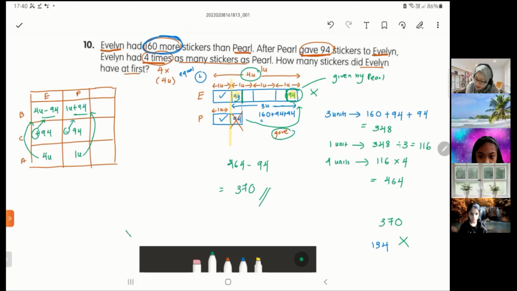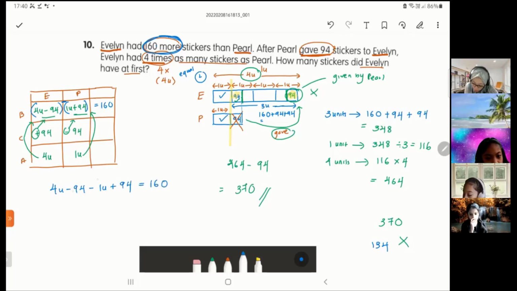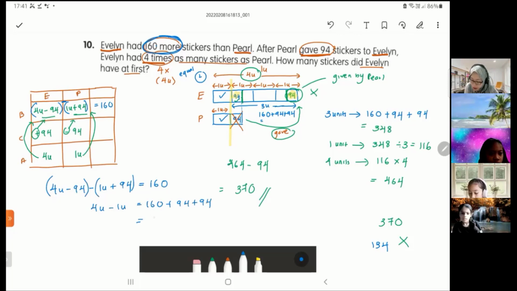And then when you compare this and this, you're going to get 160. So 4 units minus 94 minus 1 unit plus 94 equals to 160. Okay, so this is like this. All right, so what we're going to do is 4 units minus 1 unit equals to 160 plus 94 plus 94. The same step as this, right? 3 units is 348. Can you see? It's the same method. Okay, just to share with you.